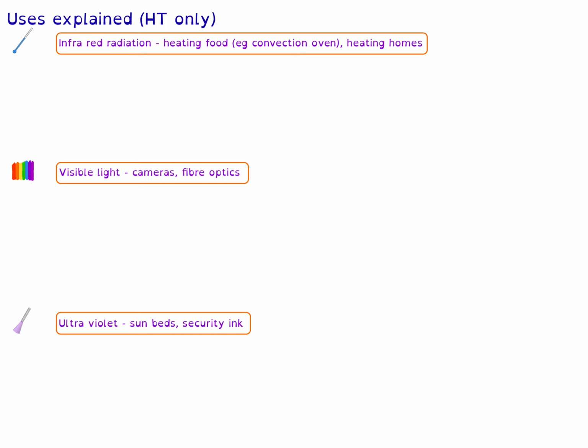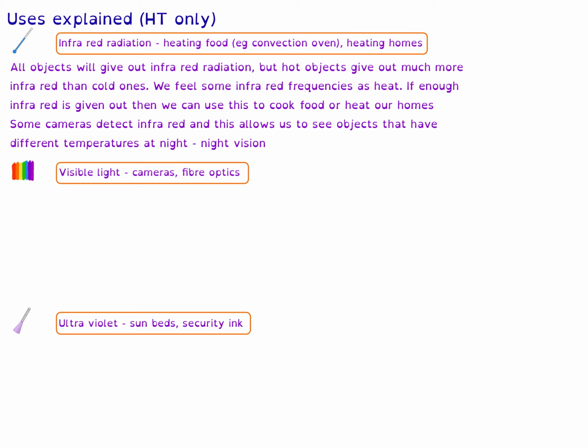Infrared radiation is used for heating food in a convection oven and for heating homes. All objects will give out infrared radiation, but hot objects give out much more infrared than cold ones. We feel some infrared frequencies as heat. If enough infrared is given out, then we can use it to cook food or heat our homes. Some cameras detect infrared radiation, and this allows us to see objects that have different temperatures at night.